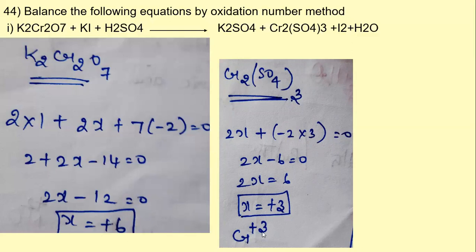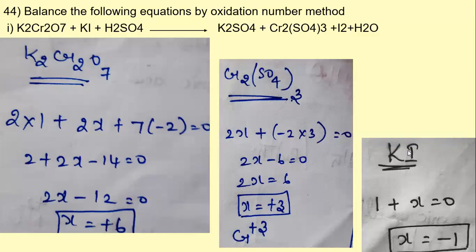So now chromium will have the oxidation state of +3, and next will be potassium iodide. See here this potassium iodide, that is KI, on the reactant side. Here also the same: potassium comes under alkali metal, so it has +1 oxidation state, so we get X equal to -1. So potassium will be +1, and iodine will have the oxidation state of -1. Like this you have to first calculate the oxidation state.